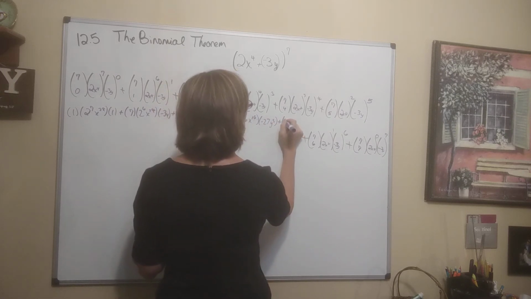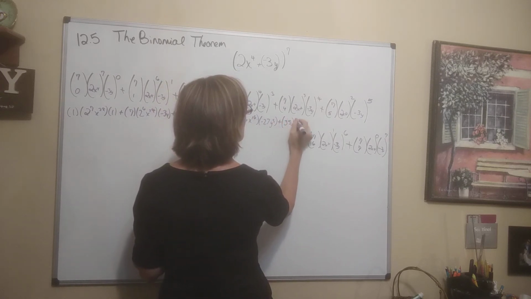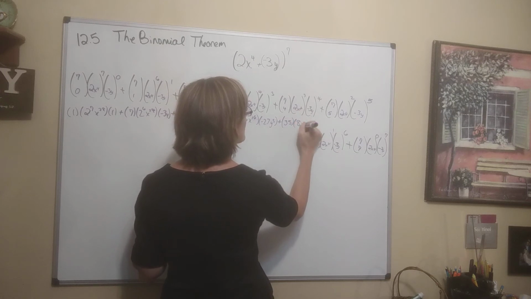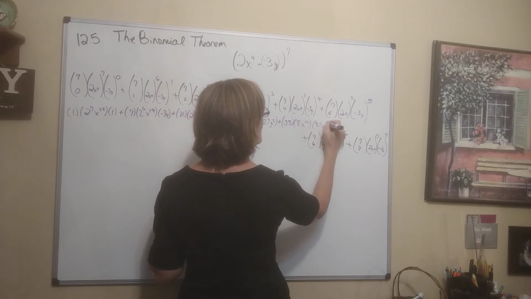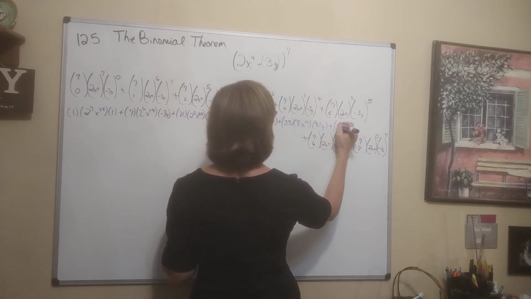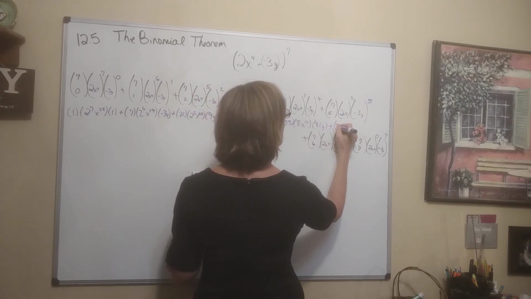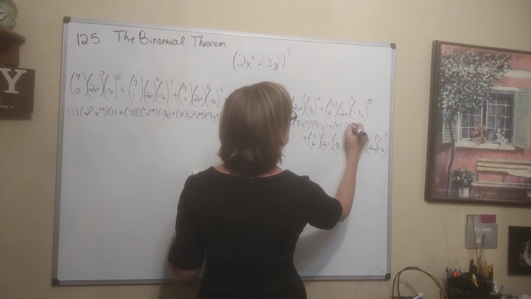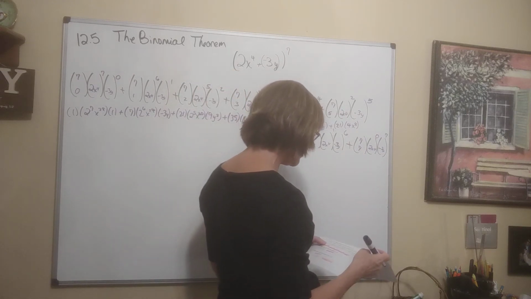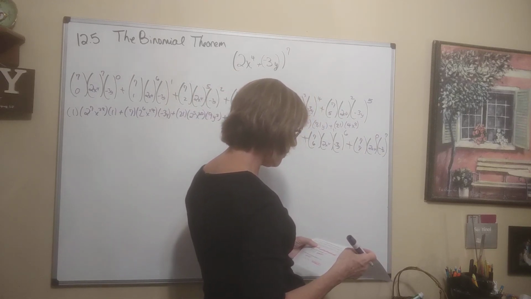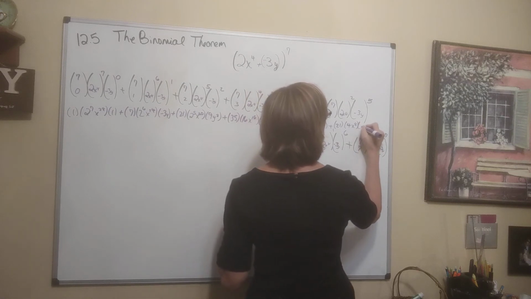7 choose 4 is another 35. 2 to the 3rd is 8, x to the 12th. Negative 3 to the 4th is 81y to the 4th. 7 choose 5 is going to be 21, times 2 squared is 4, x to the 8th. Negative 3 to the 5th is negative 243. 1 to the 5th.